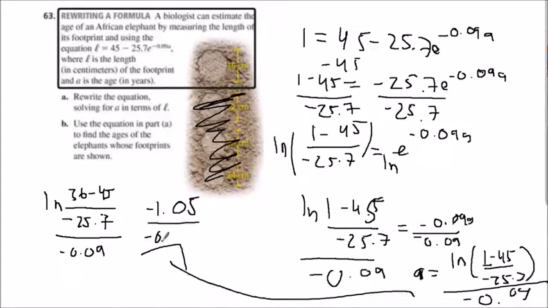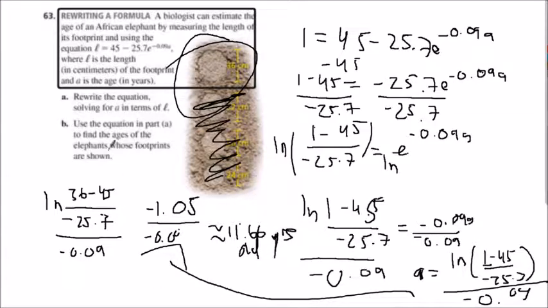And then divide that by negative 0.09, which will give us 11.66. So roughly 11.66 years old. 11.66 years old for this guy, right? And obviously, the lower the footprint length is, the lower the amount of years old it's going to be.